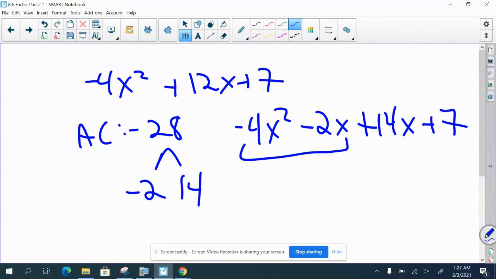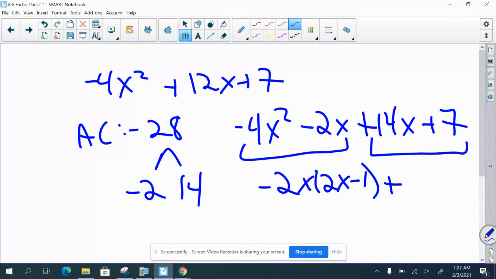Right, so split it up into your 2 groups. Here I can factor out negative 2x and write 2x minus 1. And then here I can factor out a 7 and write 2x. This would be plus 1 because we factored out the negative and the sign flipped, because this is plus 1.